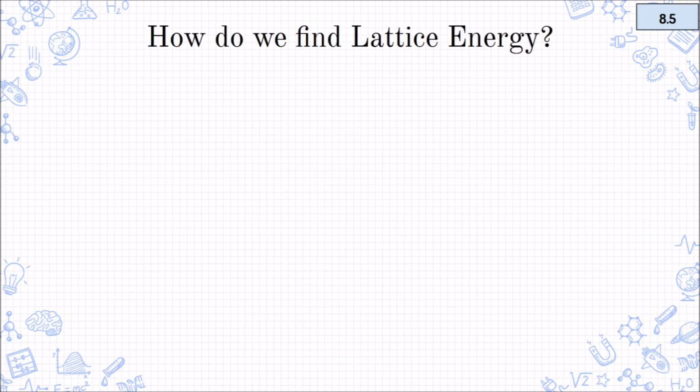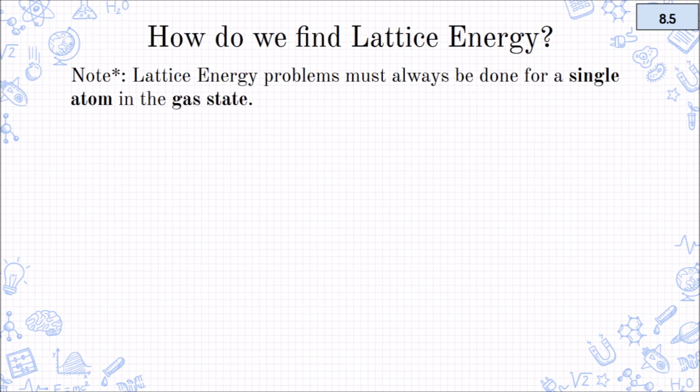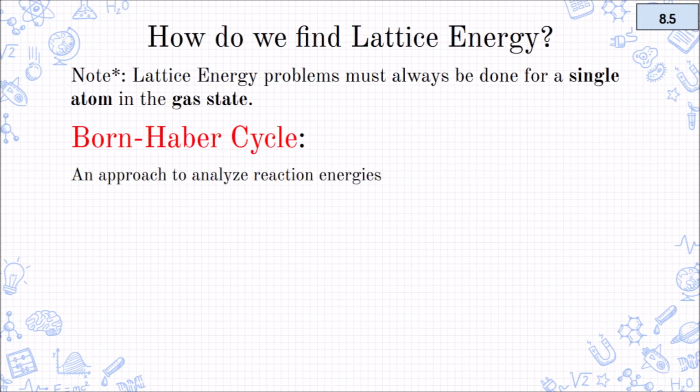Cool. Okay, so now that we know what lattice energy is, how do we find it for ionic compounds? The first important thing to note is that lattice energy problems can only be applied to single atoms in the gaseous state. We're not looking at polyatomic ions here. We can find lattice energy via the Born-Haber cycle.